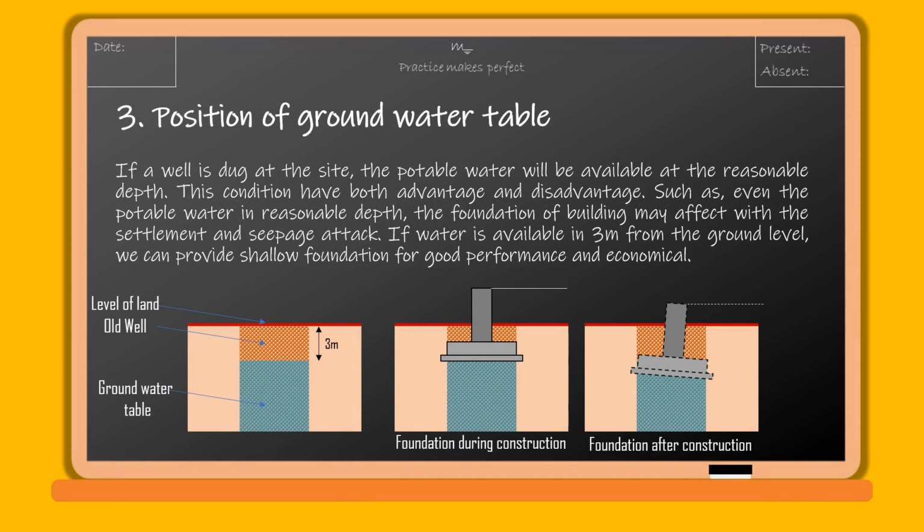If a well is dug at the site, potable water will be available at a reasonable depth. This condition has both advantages and disadvantages. Even though potable water is at a reasonable depth, the foundation of the building may be affected by settlement and seepage attack. If water is available within 3 meters from the ground level, we can provide a shallow foundation, for good performance and economical construction.